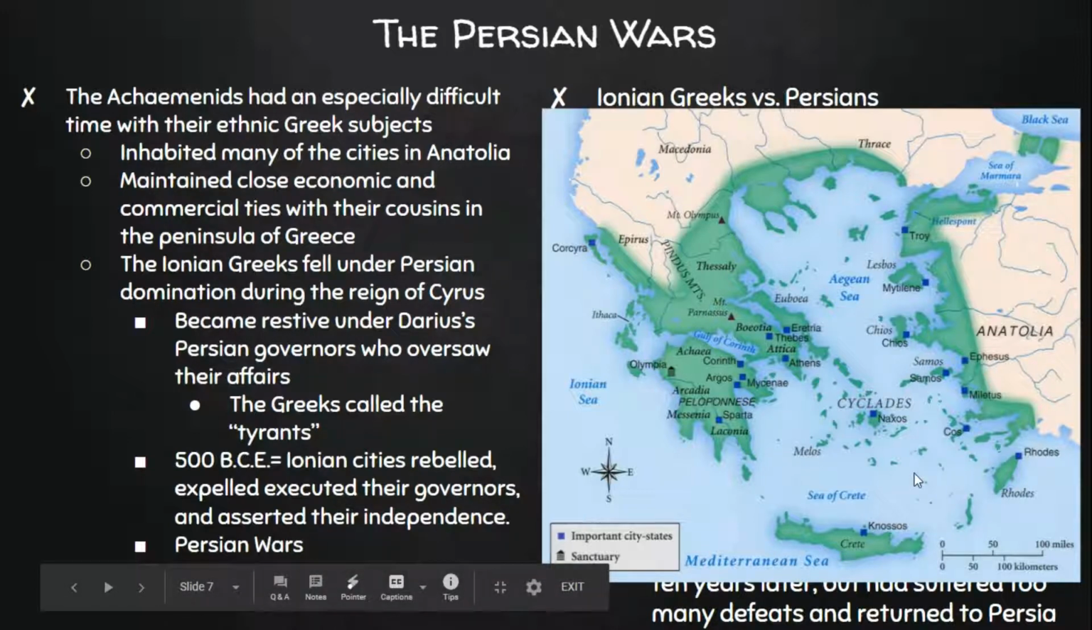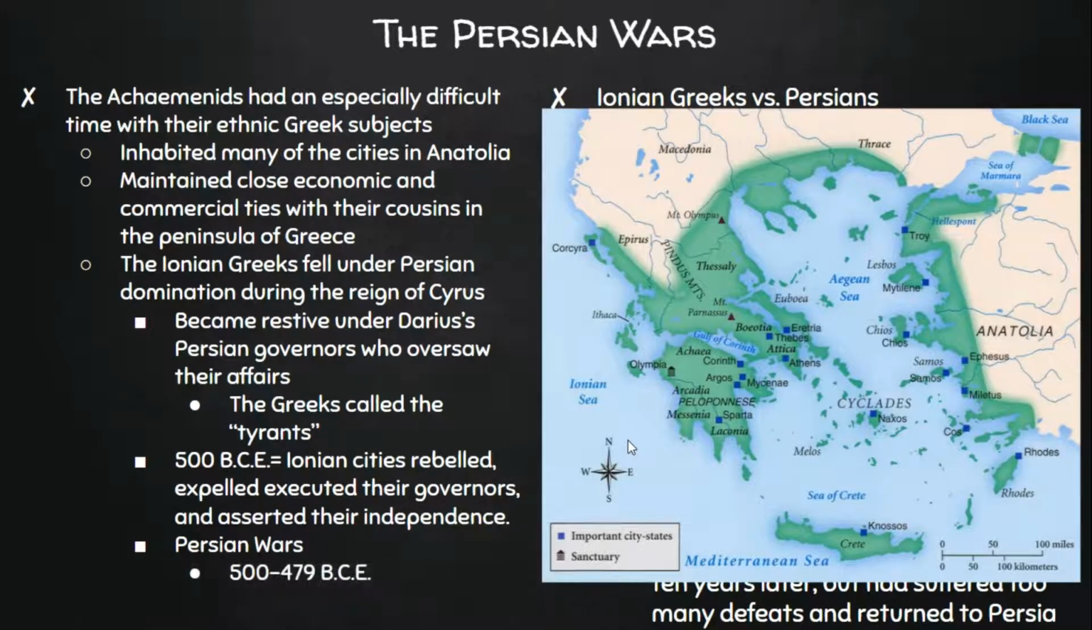The Ionian Greeks, Ionian being the western half of this map, hence they're right next to the Ionian Sea, fell under Persian domination during the reigns of Cyrus. When Darius came under rule, these Greeks essentially were starting to resist the Persian governors as much as possible. The Persians saw them as a part of their community. The Greeks saw them as tyrants. Depends on your perspective, right?